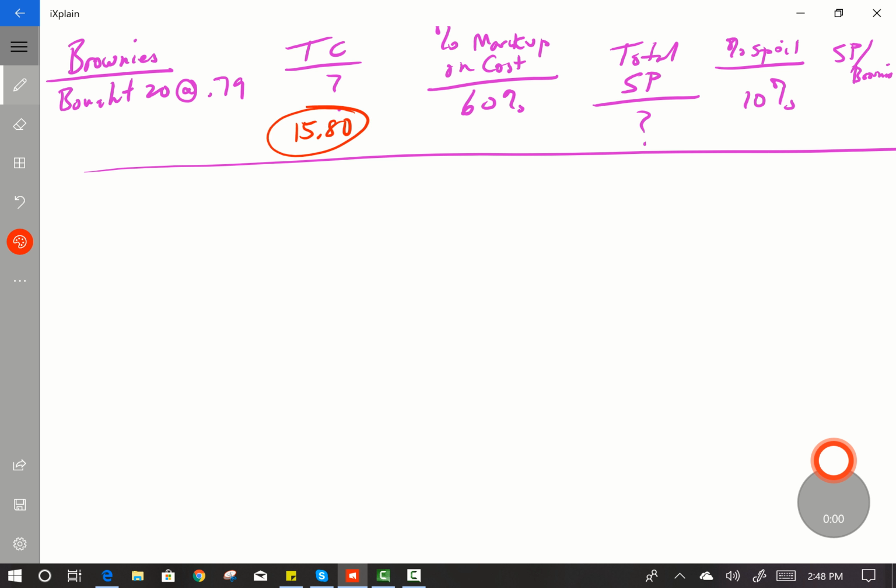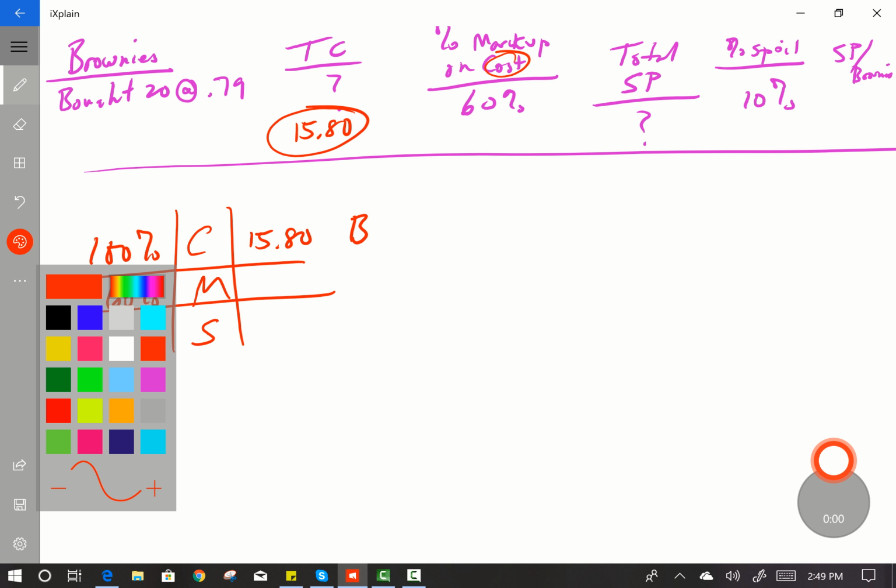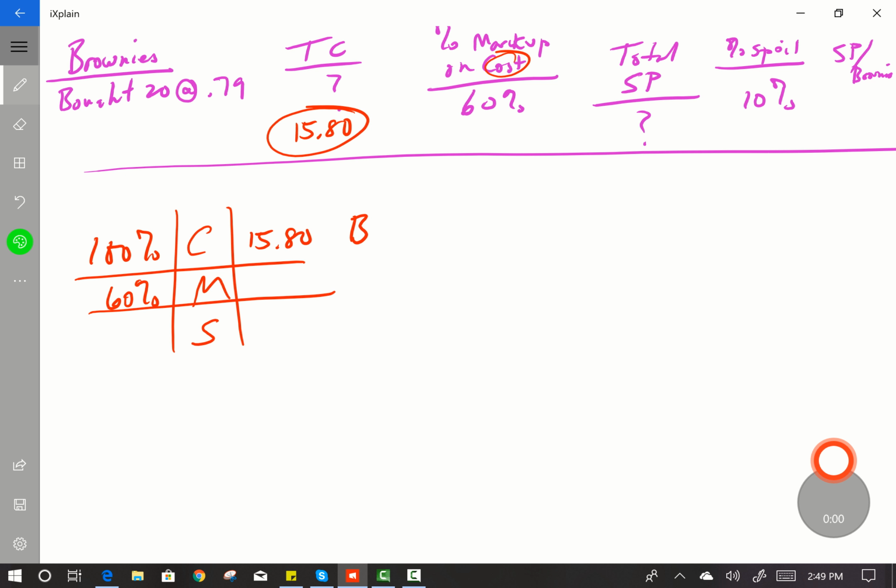For the total cost, I'm going to go ahead and build my formula. The cost is $15.80, and the percent of markup is 60% on cost. Since cost is what it's based upon, I'm going to make cost 100%, which makes cost the base. Now I'm going to go to the first place that I can add or take the difference, and I can add the 100 to the 60 to give me 160%.